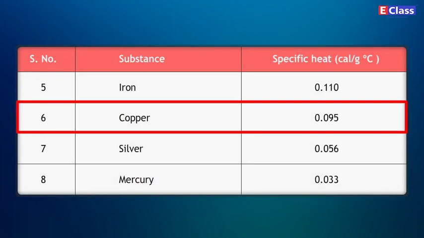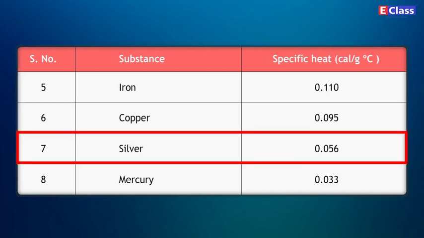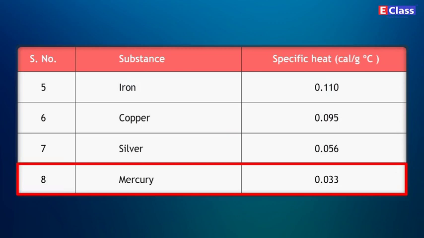Copper: 0.095. Silver: 0.056. Mercury: 0.033.